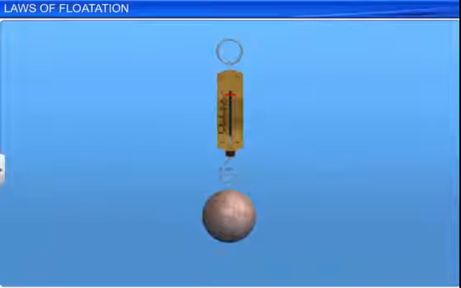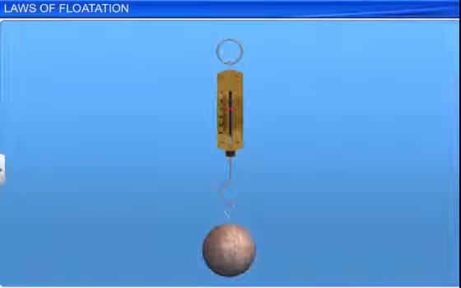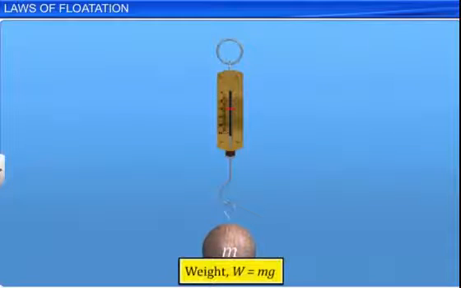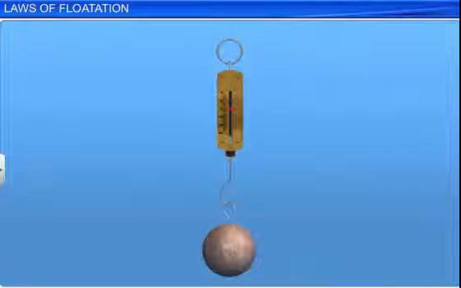The gravitational attractive force acting on a body is called its weight. If the mass of the body is equal to m, then its weight W is equal to mg, where g is the acceleration due to gravity. The weight of a body acts vertically downward through its center of gravity.